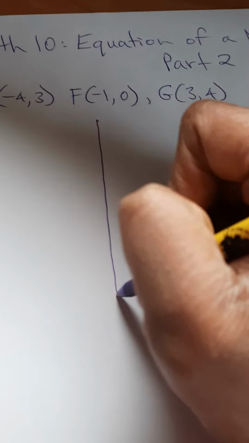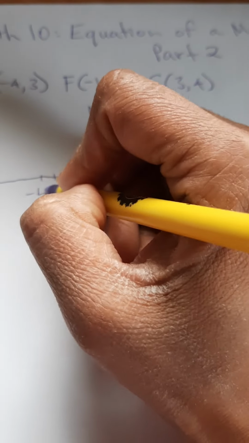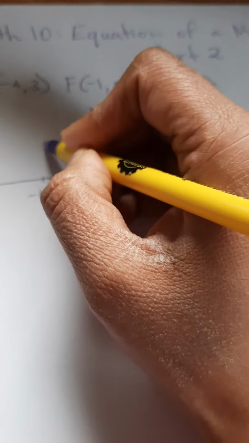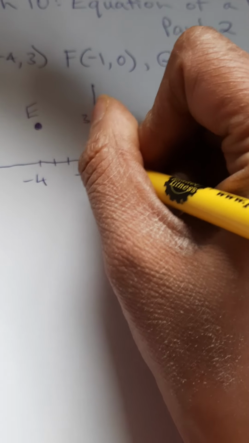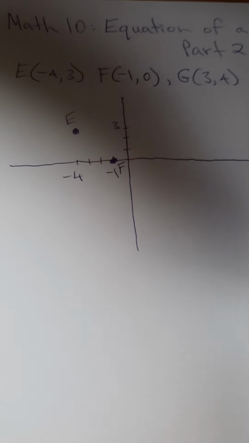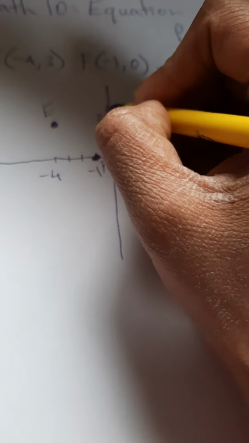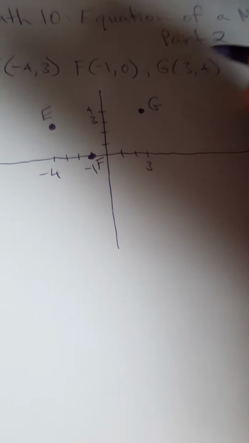Everyone sees that? So what we're going to do first is sketch out our triangle. And again, you should always sketch it out so I know what I'm solving for here. So let's put E down. E is negative 4 and positive 3. Then F is negative 1 and 0. So this is F right here. And then G is 3 and 4. So this is G right here.